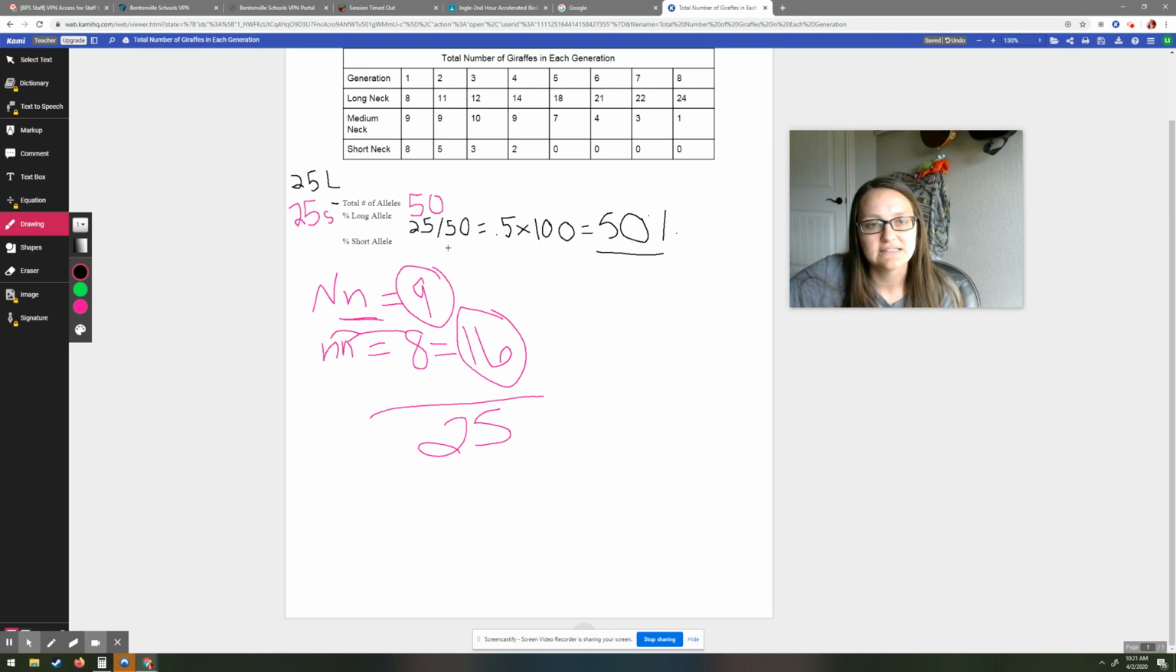The great part is if you don't want to do the math for the short allele for each generation, you can just take your long allele percentage and subtract it from 100, and then you have your short allele percentage. So if we take 100 and subtract 50, we still get 50%, and that means your short allele percentage is also 50%. Let's see if we can do this one more time, and I'll go through it really fast. Then you should be good to go.